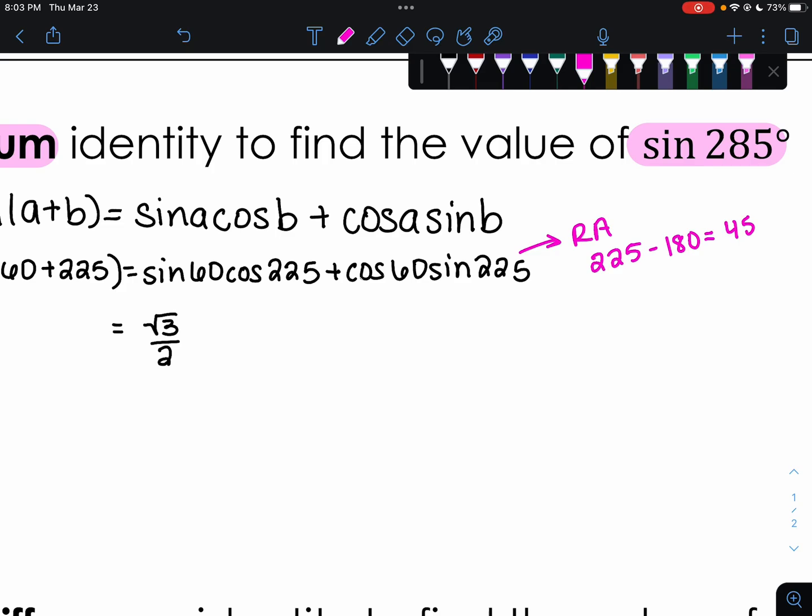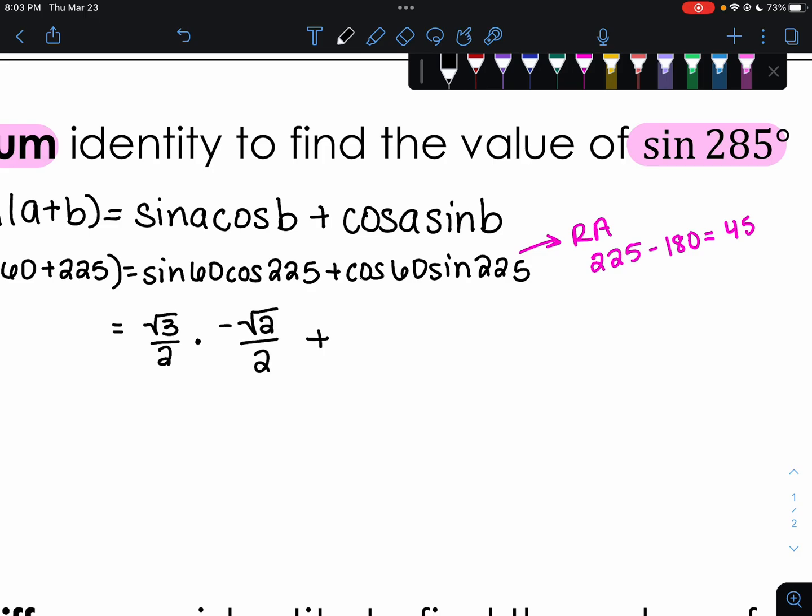So cosine of 45 degrees is the middle finger. Cosine's on top. I have 2 fingers. That means rad 2 over 2. And because it's in the third quadrant, it's a negative rad 2 over 2.